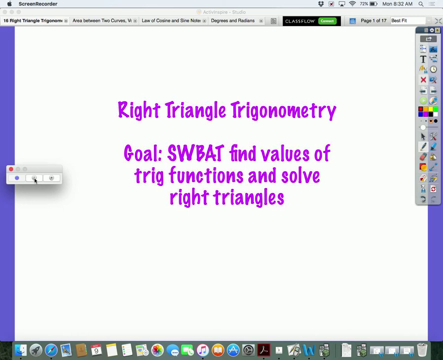We're going to go over right triangle trigonometry, which you hopefully remember a little bit from geometry. What do you remember about that? SOHCAHTOA. Do you remember what SOHCAHTOA stands for? Sine, cosine, tangent. Opposite, adjacent, hypotenuse. That's some stuff you would have seen before in geometry. Hopefully you haven't forgotten that.